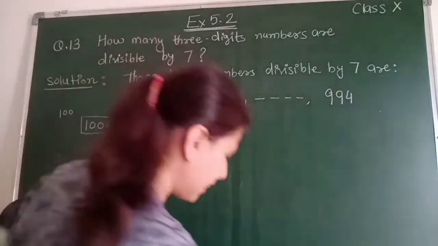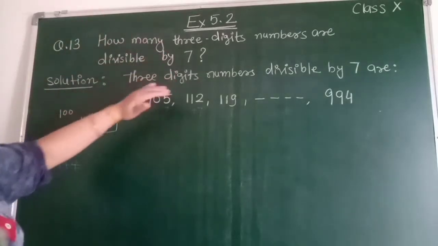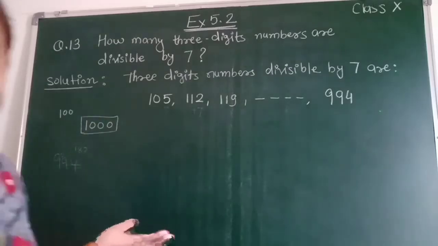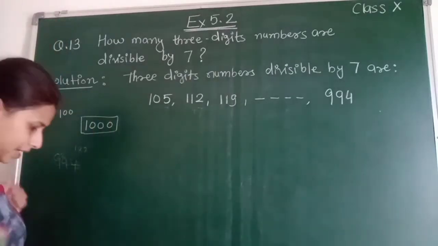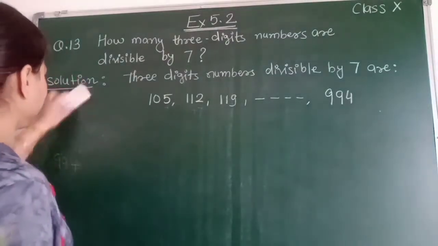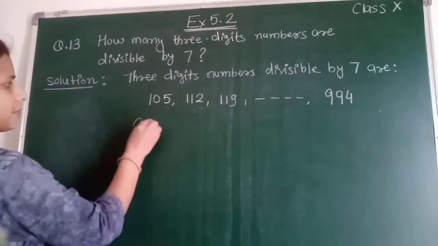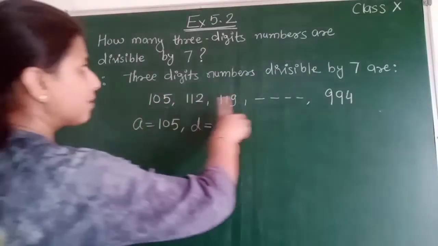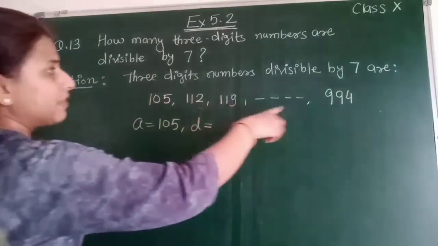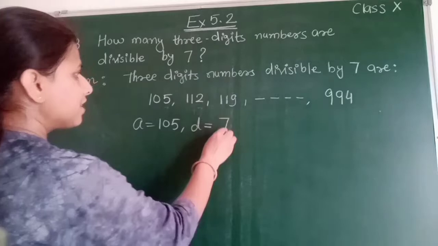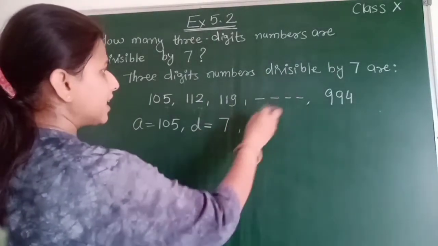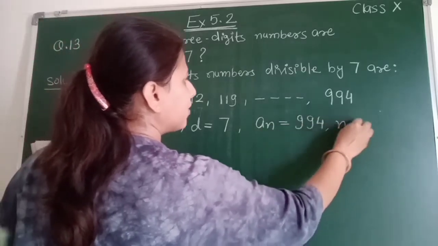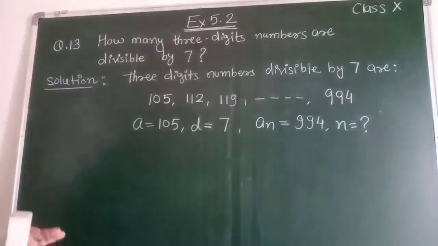Now we will find how many 3 digit numbers are in this AP. So we will find n. In this AP, what is A? It means the first term. Here the first term is 105. What is the common difference? Since all the numbers are divisible by 7, the difference between all consecutive numbers is 7. So the common difference will be 7. And the last term, it means the nth term, is 994. So what we have to find here is the value of n.